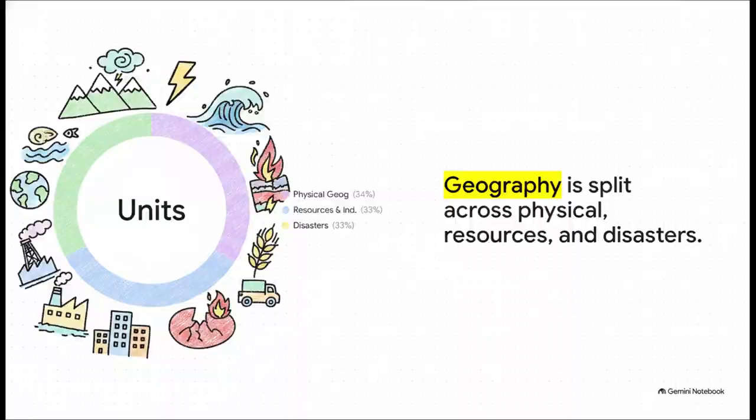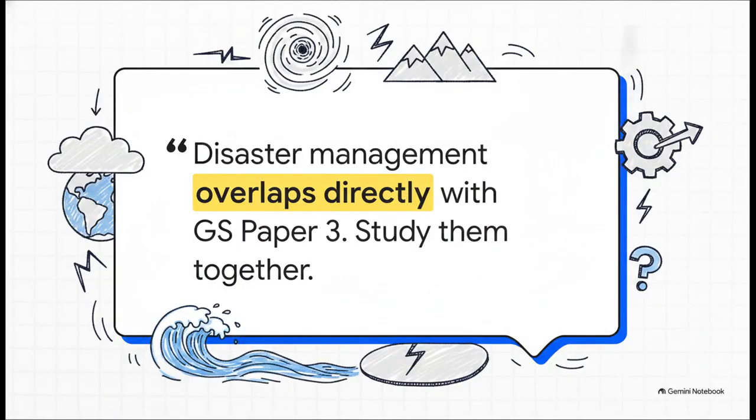Speaking of disasters, here is an incredible expert insight for you. The disaster management and geophysical phenomena portion of Unit 12 overlaps directly with General Studies Paper 3. Earthquakes, tsunamis, cyclones, they are tested in both papers. Smart aspirants know how to connect the dots across the entire syllabus, and they study these overlapping topics together for maximum efficiency. It's a real game changer.